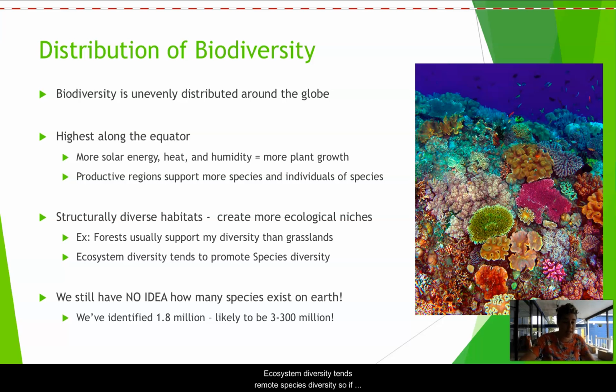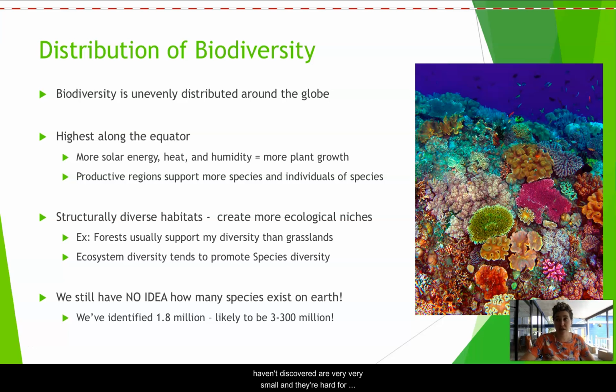Ecosystem diversity tends to promote species diversity. So if there are lots of different types of ecosystems in one geographic area, there's also likely to be more types of species. One really cool thing that we know is that we have no idea how many species exist on Earth. We've currently identified 1.8 million species, but there are likely to be between 3 and 300 million species on Earth, with the average estimate being around 14 million species.